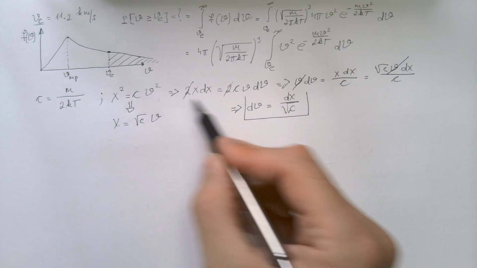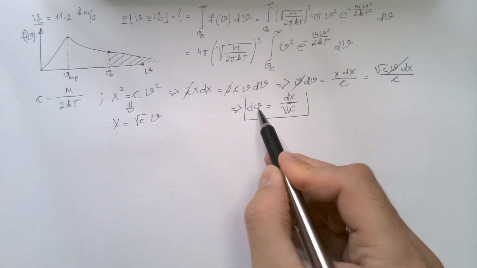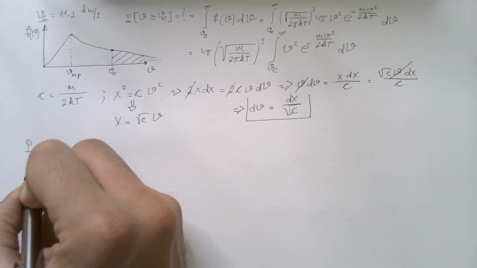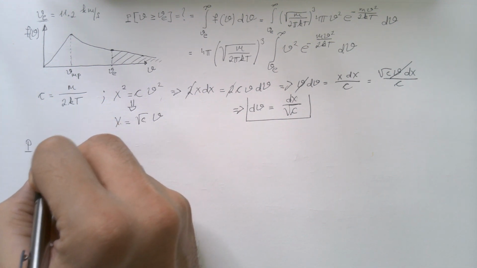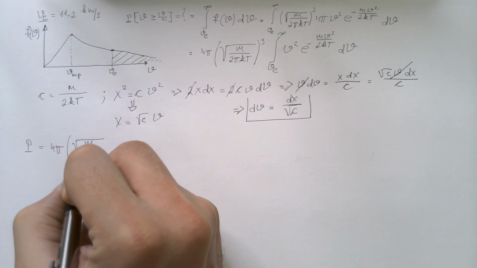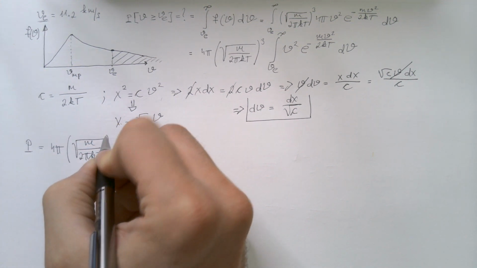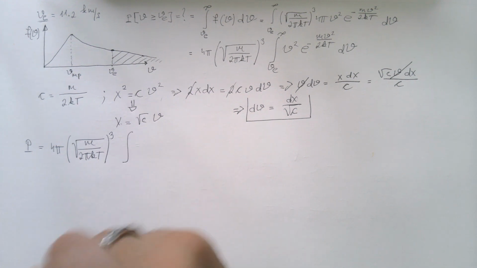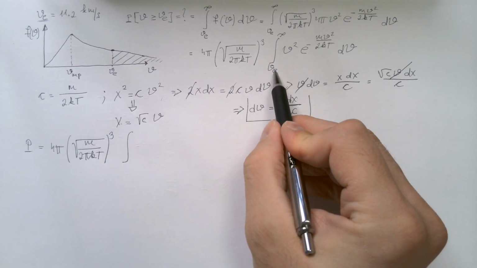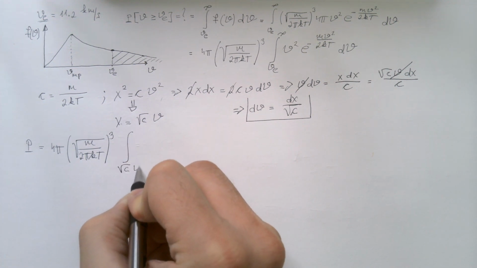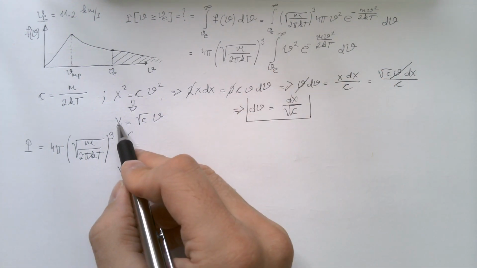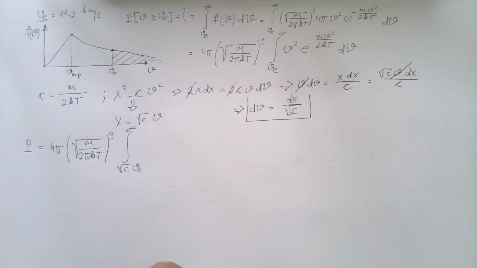Now with this substitution and this change of differential variable, I can go back to my integral and write that p is equal, let me first write like this, 4 pi, I will copy this part, square root of m divided by 2 pi kT to the power 3, integral. What would be the new limits? Well, when v is equal to ve, x will be square root of c ve. And when v is infinity, then x will again be infinity. So these are my new limits.